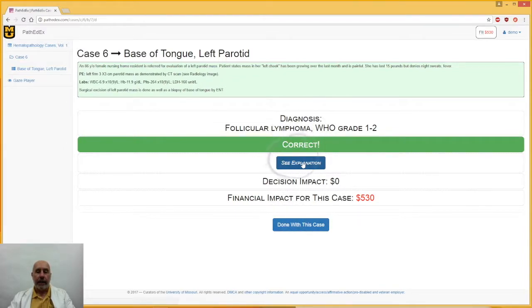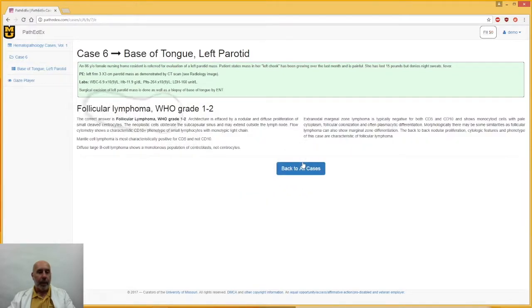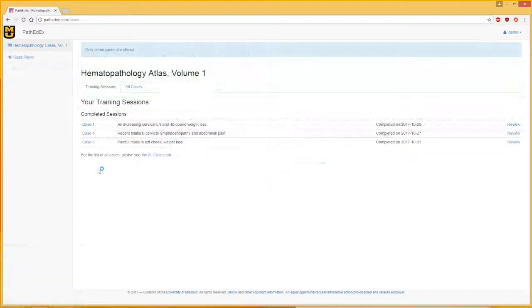If you'd like to see an additional explanation, we can see that the correct answer is follicular lymphoma, and then there's bullet point type information about why the other diagnoses are incorrect, to highlight the differences between the correct diagnosis and the incorrect diagnoses. This is a good way, I found in my studying for boards and things like that. I don't want to just know the correct answer, but I like to know why the wrong answers are wrong. So this will explain that. So now we can go to a gaze player.